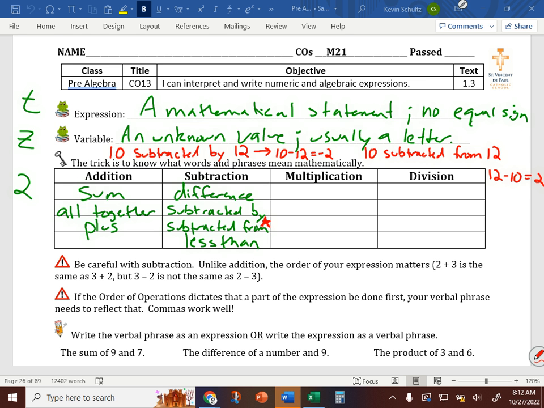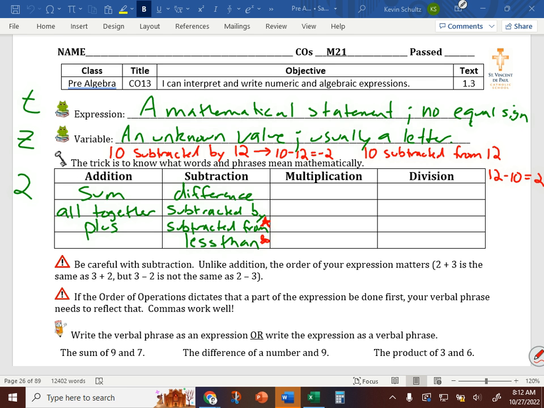If I have 10 less than 12, I'm still starting with 12 and taking 10 less than that, okay? So those two that are starred here, the order with which the numbers are given to you is actually switched when you write the expression because of the wording. And this is why word problems can be tricky, right? Okay, so pay attention to that.